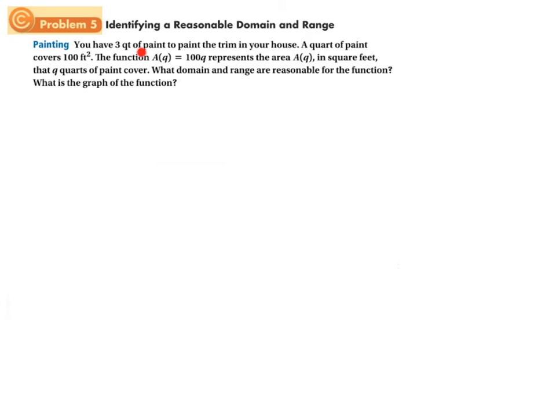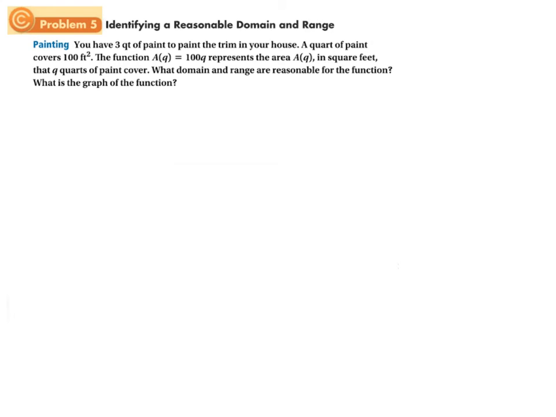So if you have 3 quarts of paint to paint the trim in your house, and a quart of paint covers 100 square feet, then what you have here is a function, the area covered by q quarts of paint, or A of q, equals 100 times q, where the area A of q is represented in square feet, and q is the number of quarts that you have of paint. Okay, so what domain and range are reasonable for the function, and what is the graph?